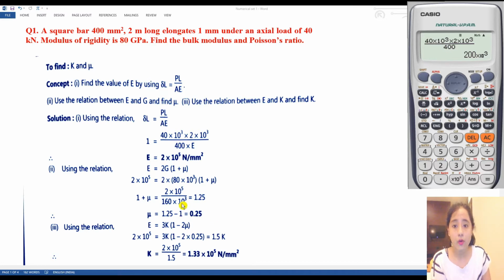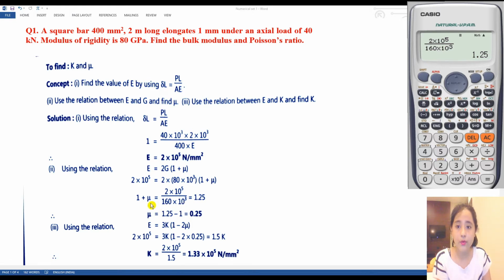So if we do, let me do one by one. 2 into 10 raised to power 5 divided by 160 into 10 raised to power 3. So this will give you 5 by 4, which is equal to 1.25. So here 1 plus mu will be equal to 1.25.